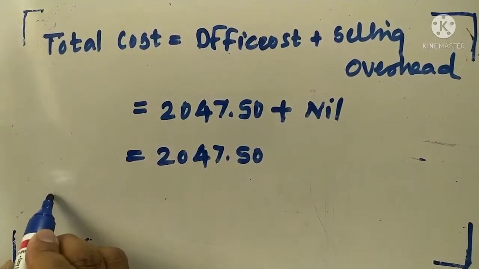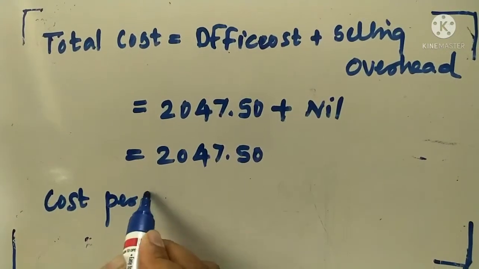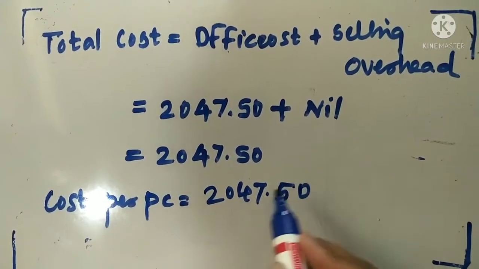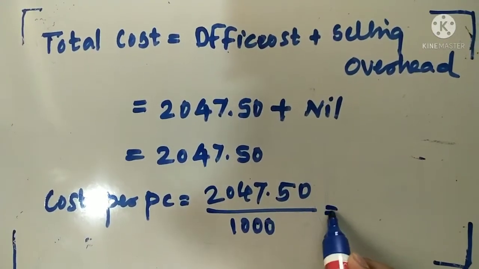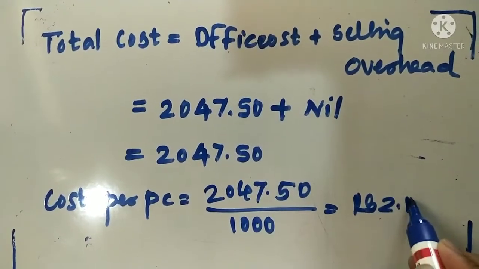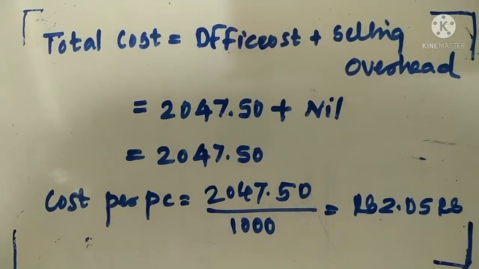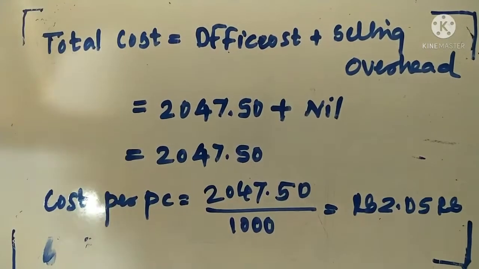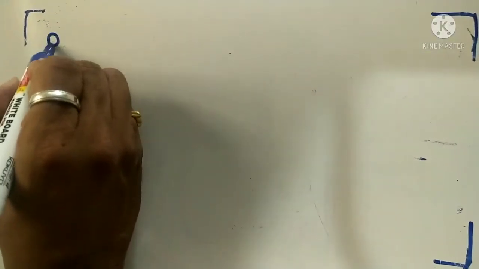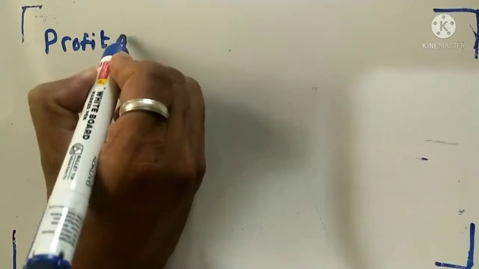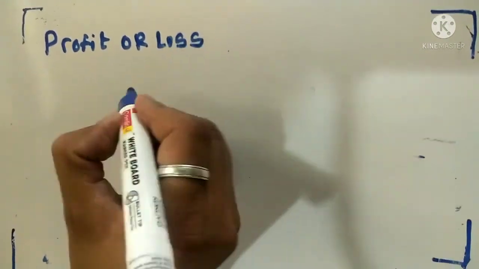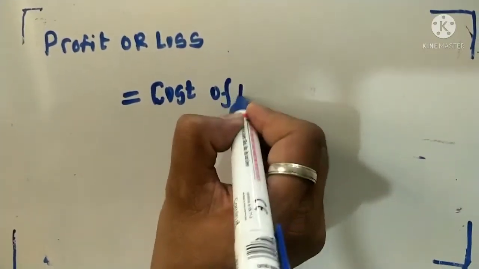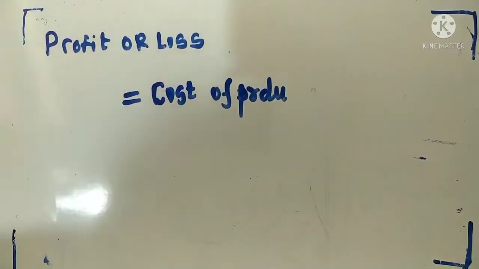In the problem, at the start they have given the number of bolts as 1000. So we have to divide the total cost by the number of products, or number of nuts and bolts. We will get the cost per piece, that is 2.05 rupees, and they are selling it at 2 rupees. So we have to find out the difference, and the company is in loss because they are selling at a lower price than it actually cost them.